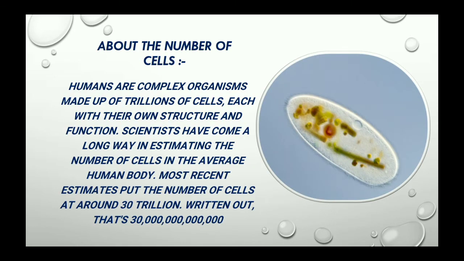About the number of cells. Humans are complex organisms made of trillions of cells, each with their own structure and function. Scientists have come a long way in estimating the number of cells in the average human body. The most recent estimate puts the number of cells at around 30 trillion.